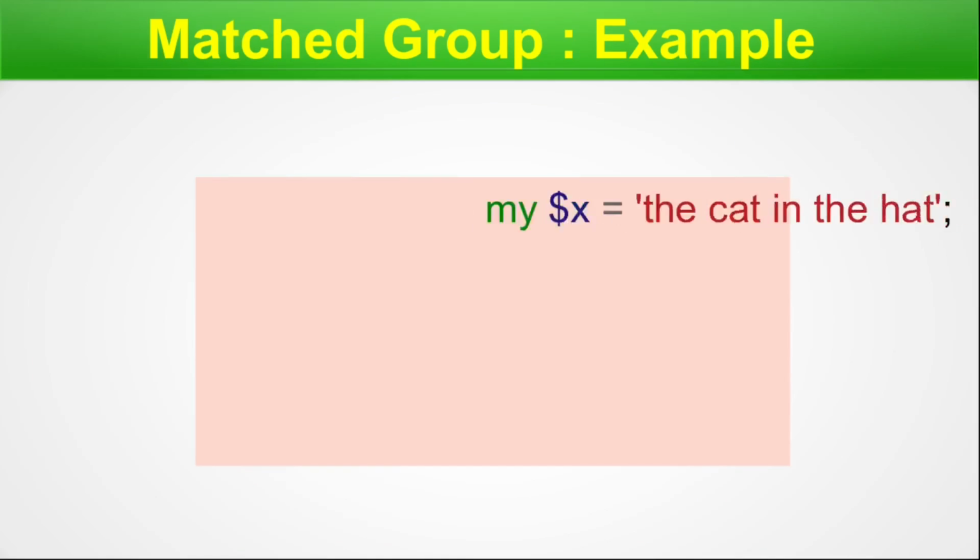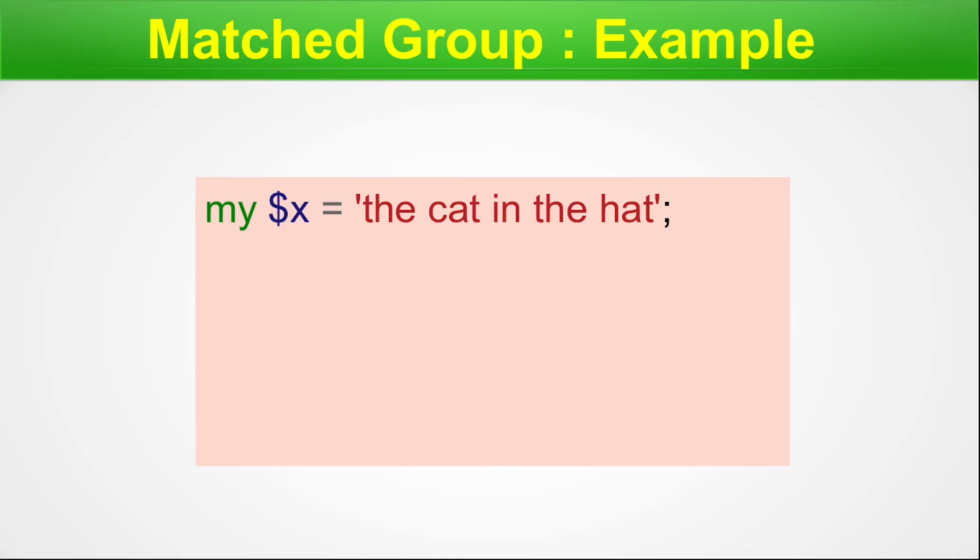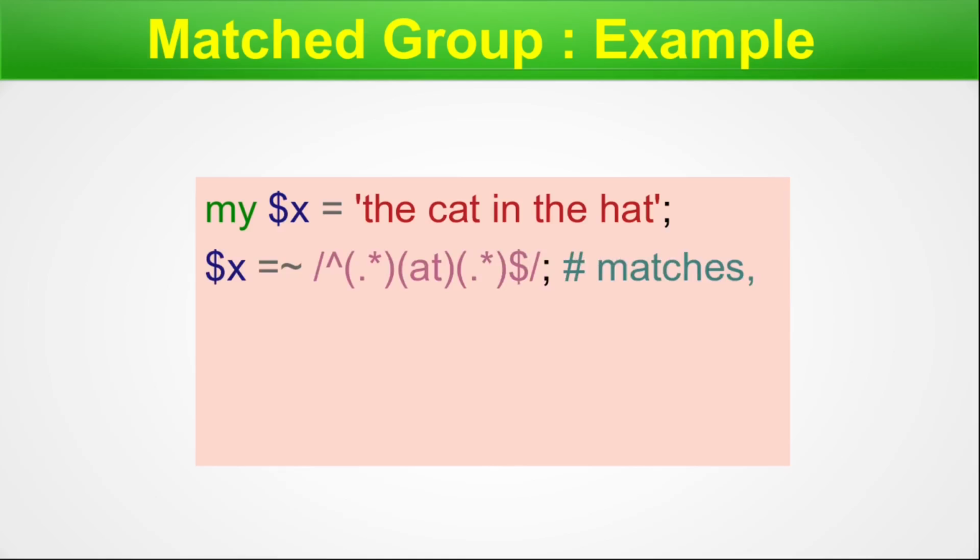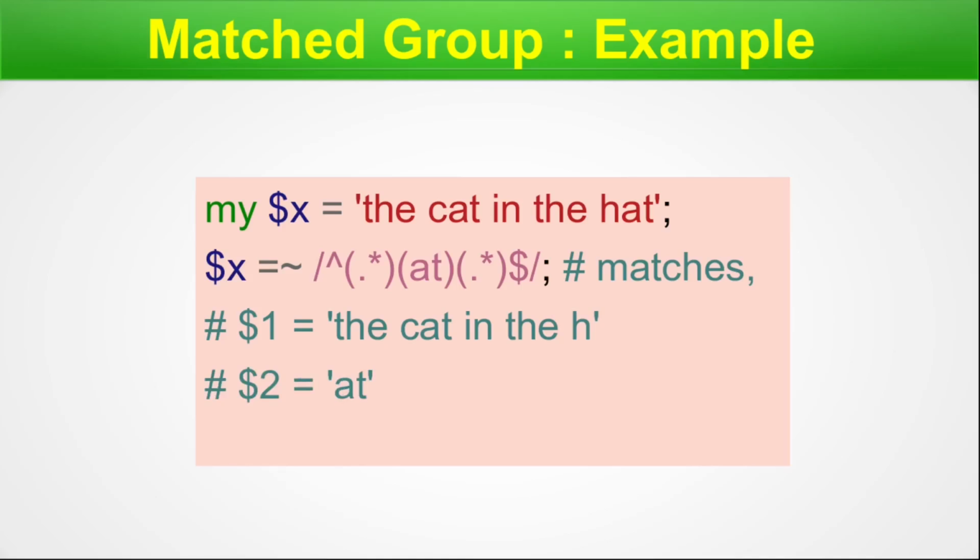Matched group example. My $x is the string "the cat in the hat". And here we use $x =~ caret, then .* is the first one, then at, then .*, and then we close the string with $. It matches: $1 is "the cat in the h", and $2 is "at", so it has proceeded up to the h of the hat in the first case because it is .*, and then it has to match "at", so it matches "at", and $3 has 0 matches. Wow, this is a surprise, but you must get used to it and you can practice by printing these variables when you are matching. That's how you gain expertise in Perl regular expressions.